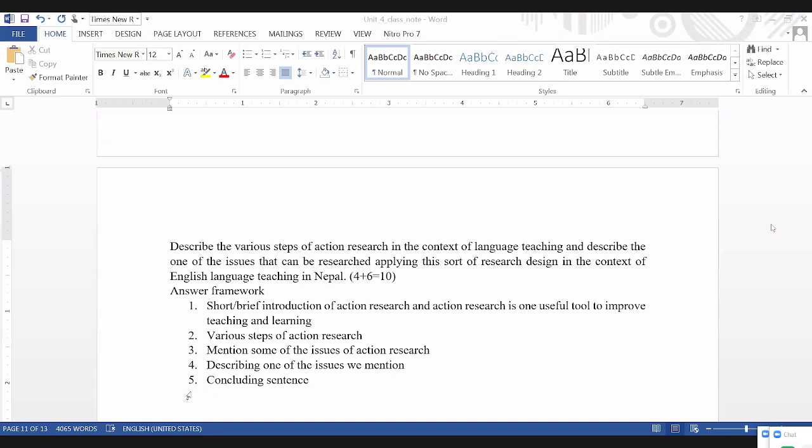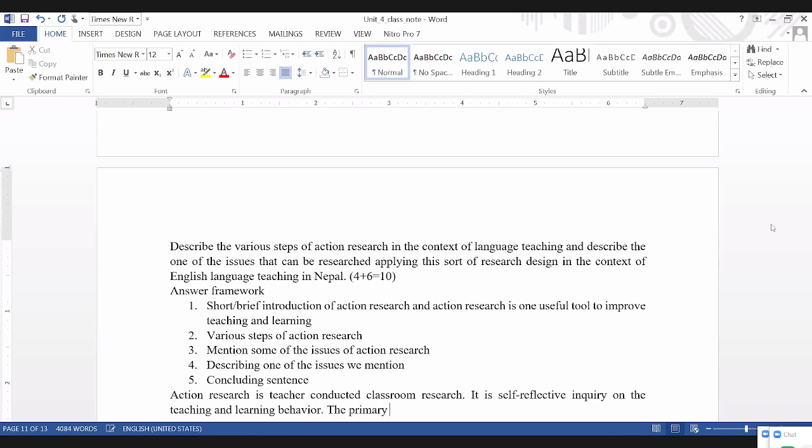Now let's do like this. Action research. What action research is: teacher-conducted classroom research. It is self-reflective inquiry on the teaching and learning behavior.